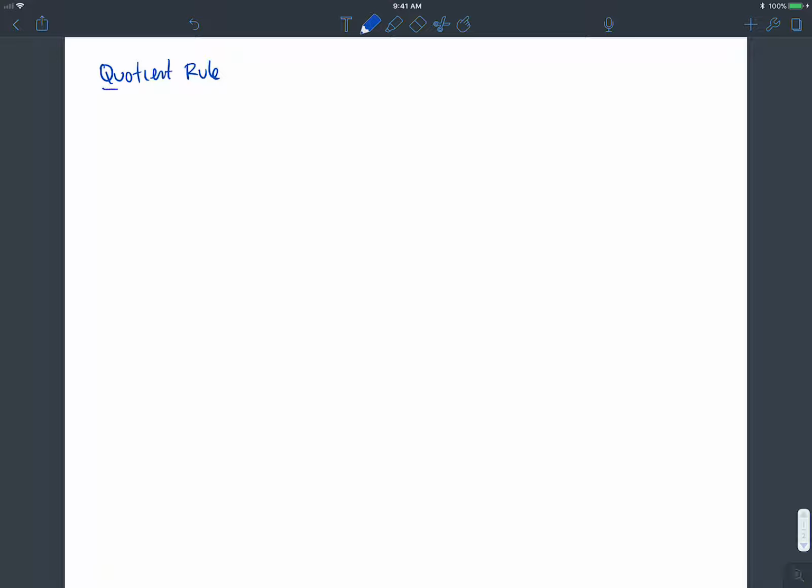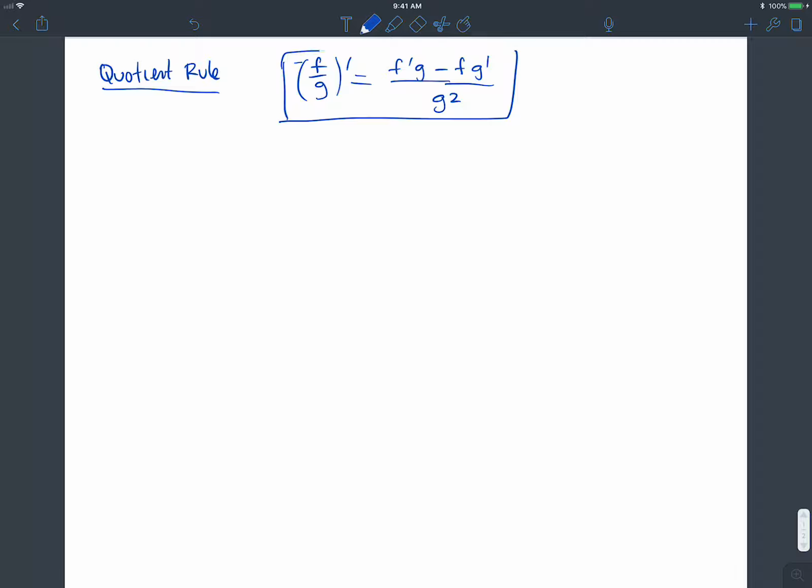It means if you're going to have a derivative of a fraction of two functions like this, it's always going to be f prime g minus f g prime over g squared. Okay, this is called the quotient rule, and you need to know how to use it.